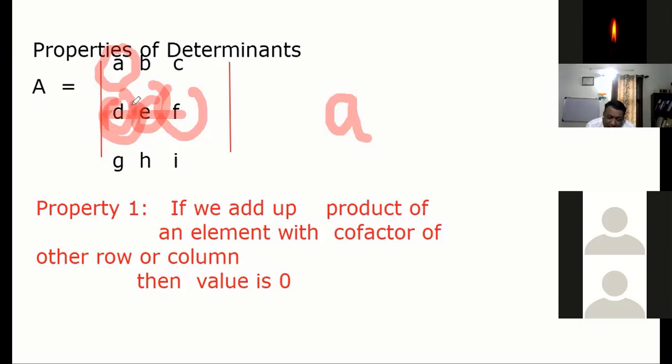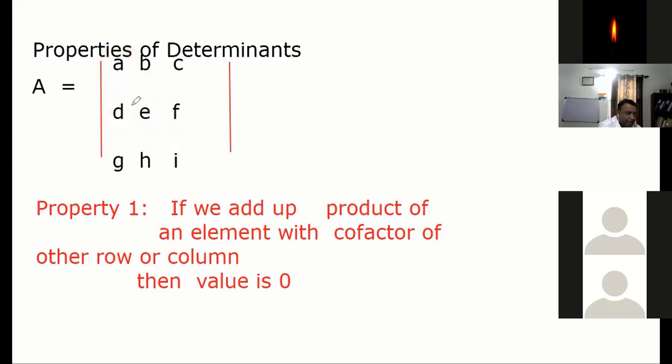Got the idea? Anybody, any doubt? I'll again say, suppose you are taking elements of row 1 and you multiply with the cofactors of row 2. The sum of products will always be 0. It's a less utilized property, but you should know it. Let me go to the third property.